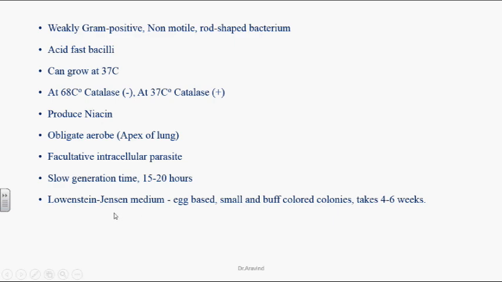The specific medium to grow this organism is Lowenstein-Jensen medium, which is an egg-based medium. On this medium, it takes 4 to 6 weeks to grow. Very small colonies appear, which are buff colored. There is one more medium where this organism can be grown, that is Middlebrook medium, which is an agar-based medium, not egg-based. But for board exams, Lowenstein-Jensen medium is high yield.